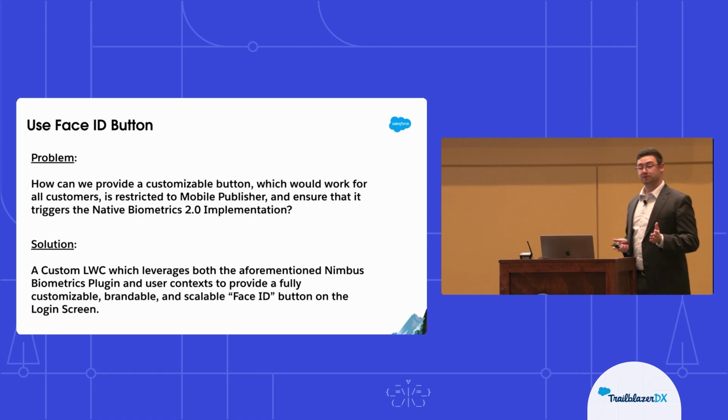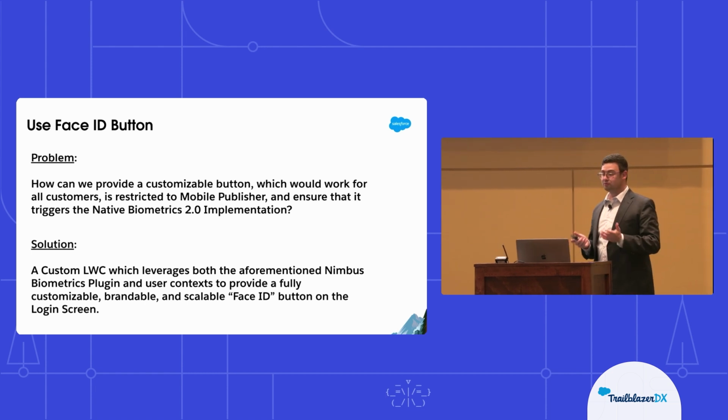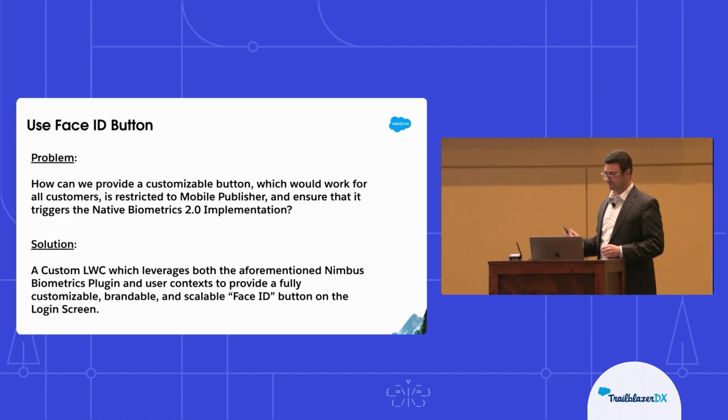And the way that we were able to do this was, thankfully, due to the aforementioned Nimbus Biometrics plugin, we can link your login screen with the publisher native experience. And by using user context within an LWC, we can provide a customizable, brandable, and scalable Face ID button on the login screen, enabling users to retry if they fail the first time, or if they want to opt in later, they now can. And if this sounds like a lot of work, don't worry. You don't have to use this, but it is a functionality that we wanted to make available to everyone.